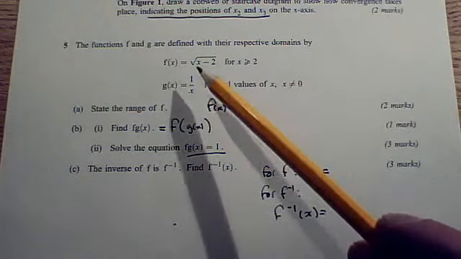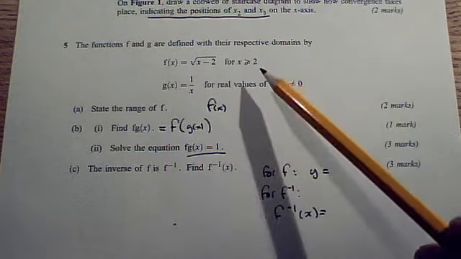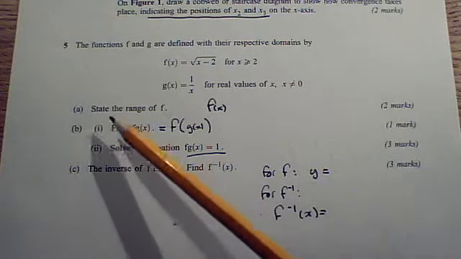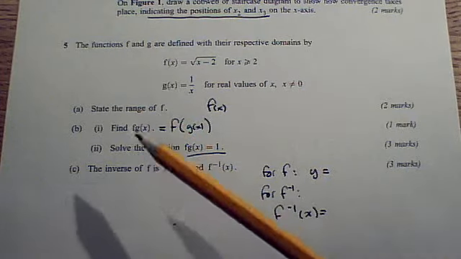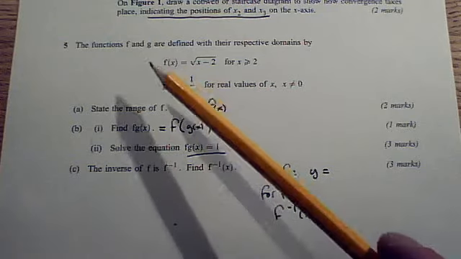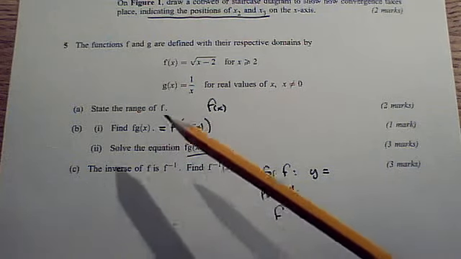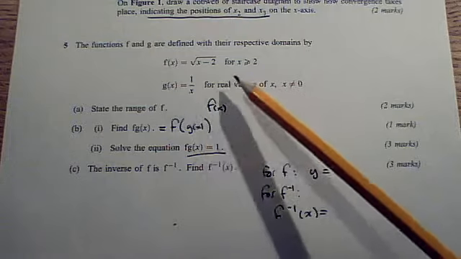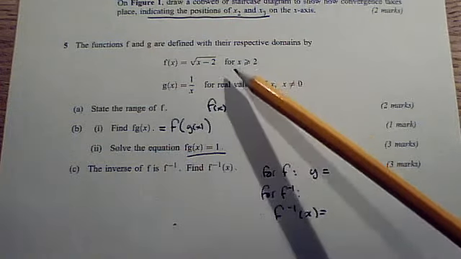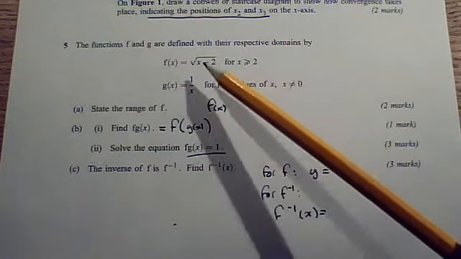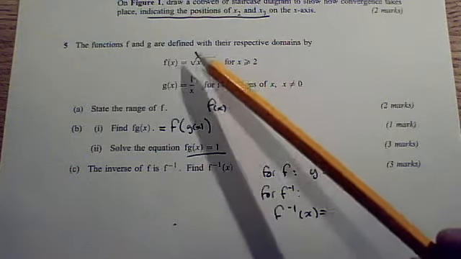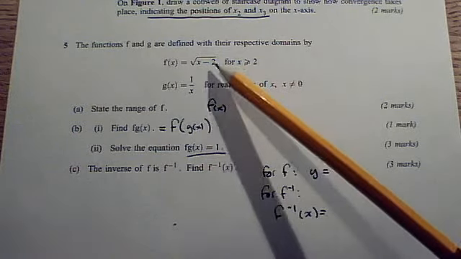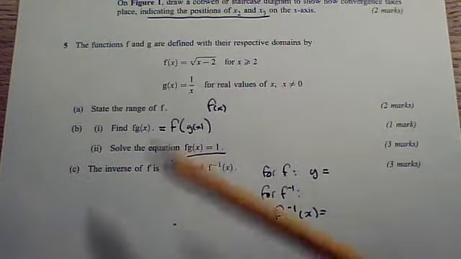Okay, and in question 5 we've got two functions set up with their domains. We have to start by stating the range of f. Now, the range of a given function, if it's not an inverse function, you're always best off thinking of a graph, although it is possible to think about all the x's greater than or equal to 2 and think about what possible answers you might get to the square root of x minus 2. Or you sketch this graph.